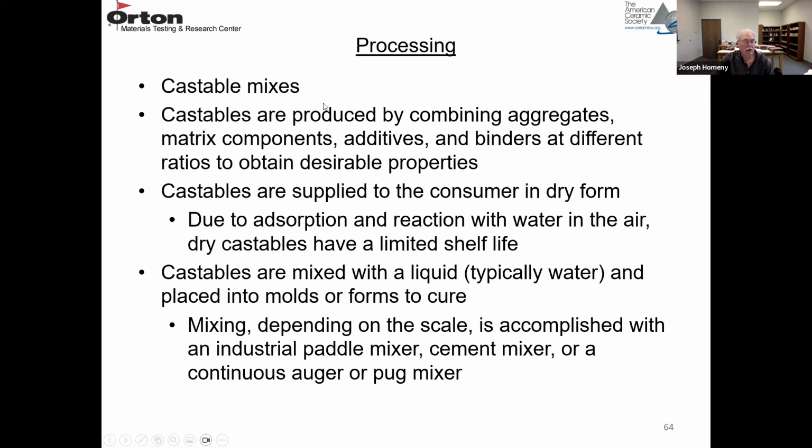So we'll look at each type of monolithic material. The first is a castable mix. These are simply produced by combining the appropriate aggregates, the appropriate matrix components, any additives, and the type of binder. And these are put together at different ratios to obtain different properties for different applications.